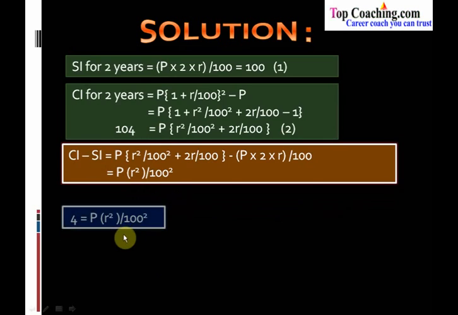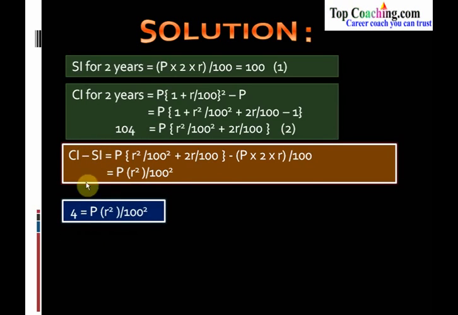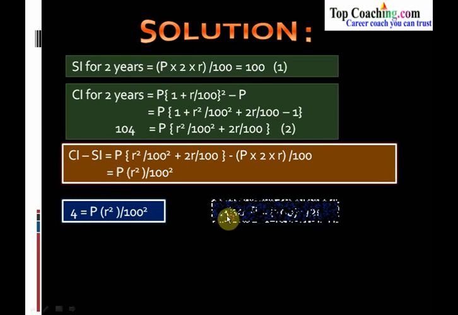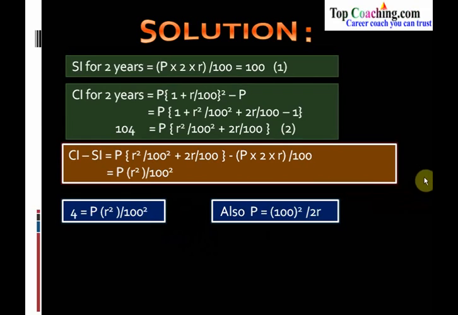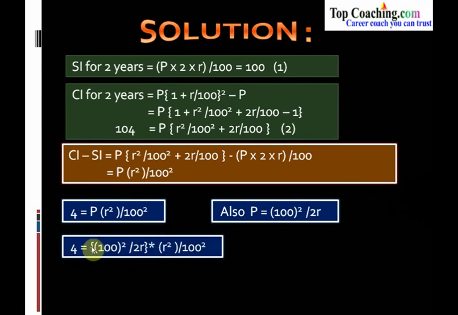Let's solve it further. This difference comes out to be equal to 4 rupees because the CI is equal to 104 and SI is equal to 100. So this difference is equal to 4, which is equal to P into R square by 100 square. But now also we know that from this equation, P is equal to 100 square by 2R. If we substitute this value of P in this equation, what do we get? We get 4 equal to 100 square by 2R into R square by 100 square.